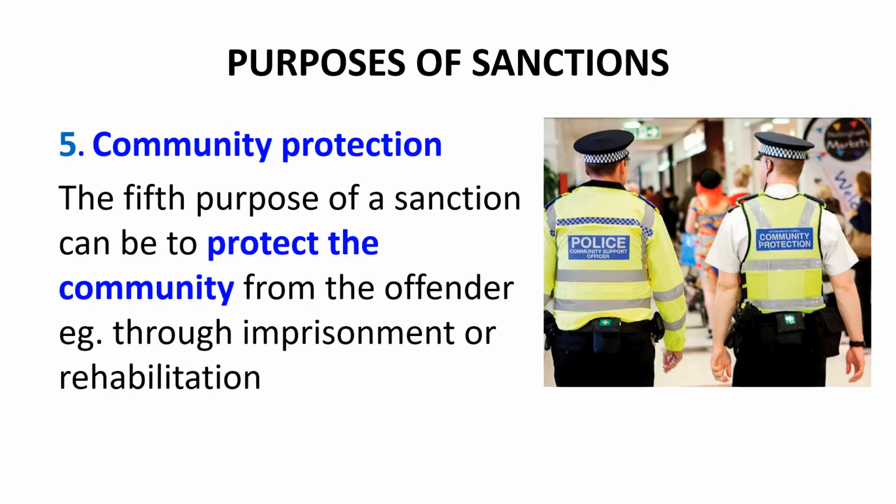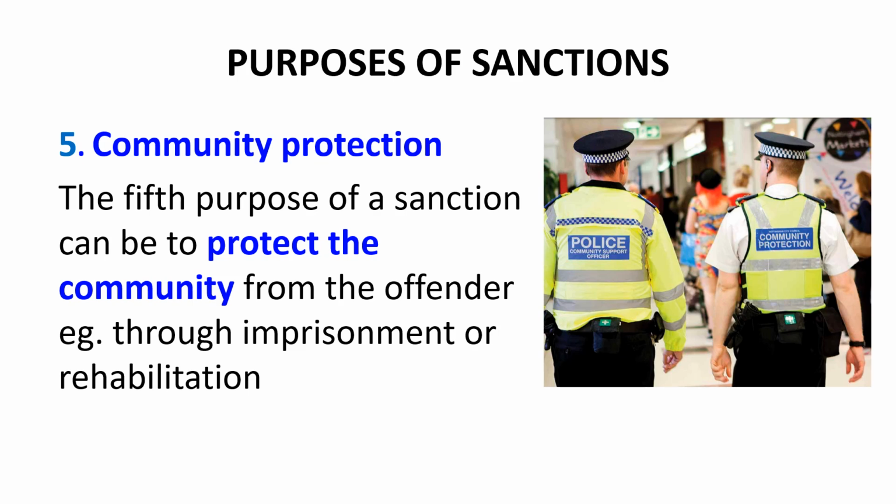The fifth and final purpose for imposing a criminal sanction on an offender is to protect the community from the offender. The most obvious sanction that protects the community from an offender is imprisonment, because while the offender is in prison, the offender is not in a position to harm society by committing further offences. However, a community correction order can also protect the community from an offender. Unlike imprisonment, a community correction order does not involve the offender being sent to jail.